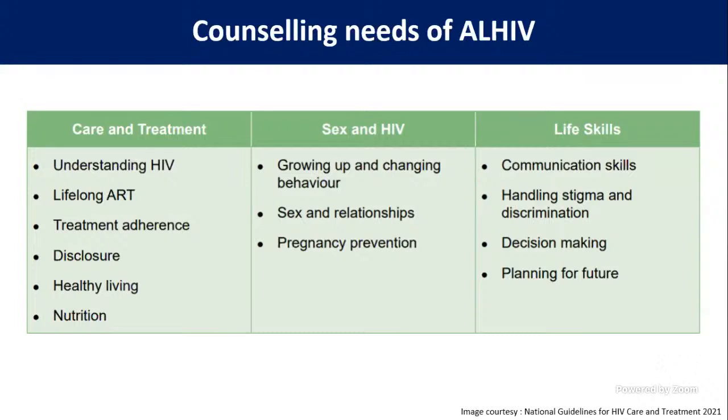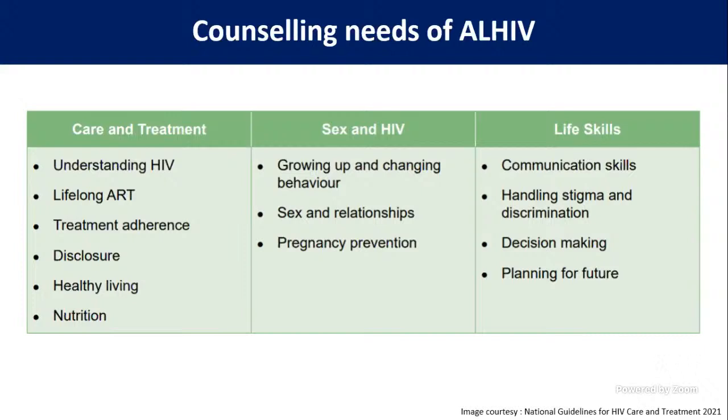Then how to prevent pregnancy, especially in teenage girls. We are still getting many cases of teenage pregnancy. So how to prevent pregnancy in teenagers, we can explain that, and how long they should wait before getting pregnant. What is the ideal age of getting pregnant if they are already married? These things are to be explained by counseling.